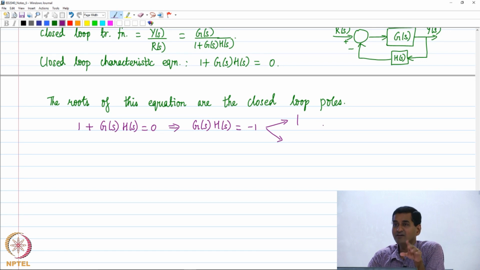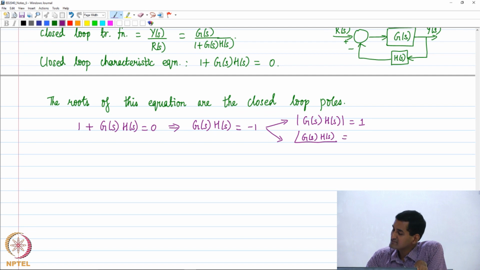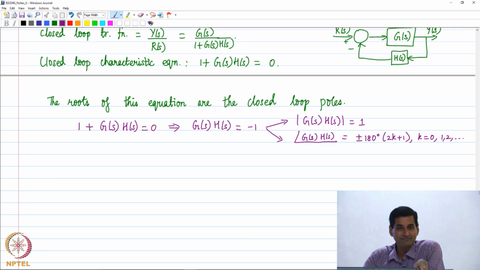So if I have g of s h of s equal to minus 1, that means that at that value of s the magnitude of g of s h of s should be equal to 1, and the phase of g of s h of s should be equal to 180 degrees. In general we write it as plus or minus 180 degrees times (2k plus 1). So essentially what we are saying is that it's an odd multiple of 180. That's the general way of writing it.